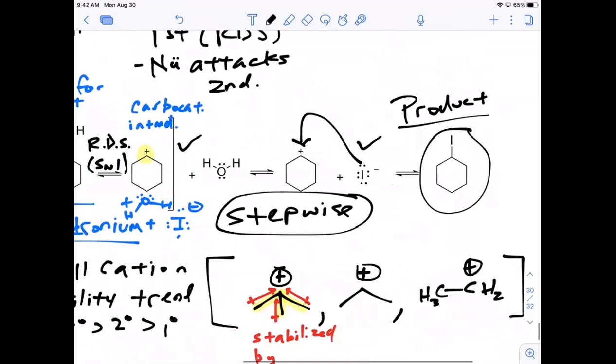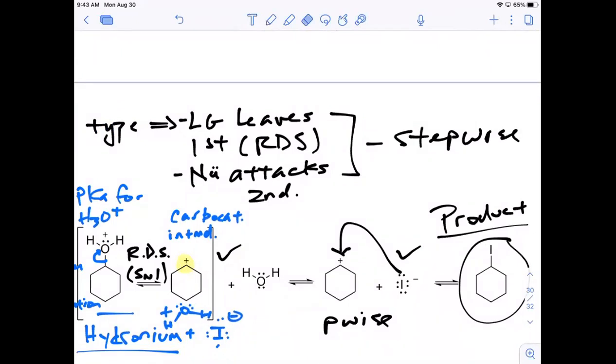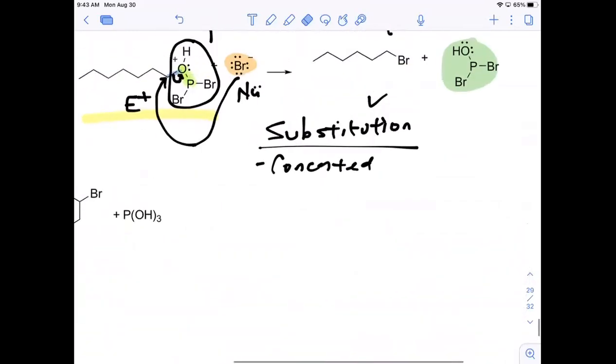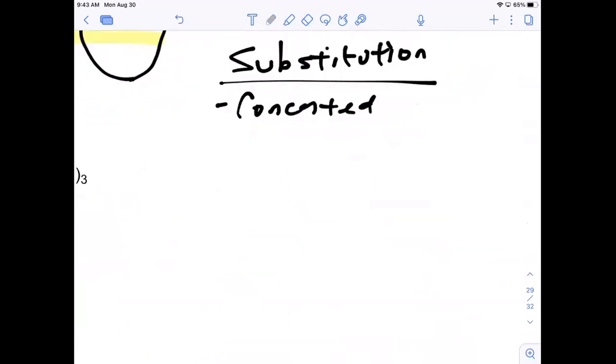I'll put it right here. So this is stepwise. Leaving group leaves first, and then the nucleophile attacks. Up here is concerted, which means that the nucleophile is approaching as the leaving group is leaving. So they're leaving simultaneously.